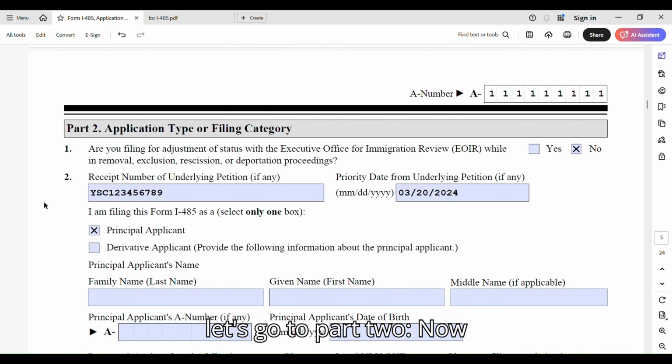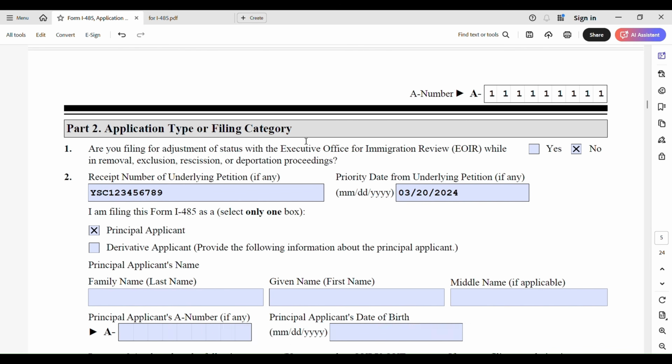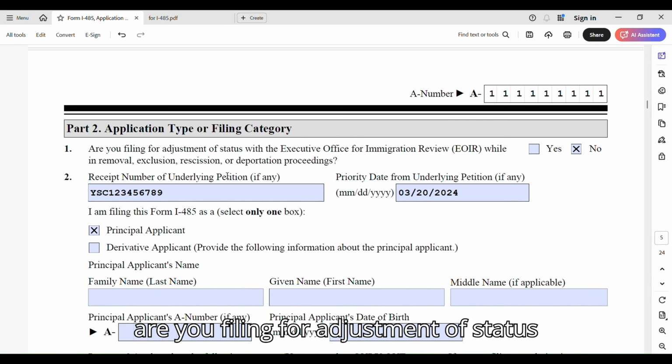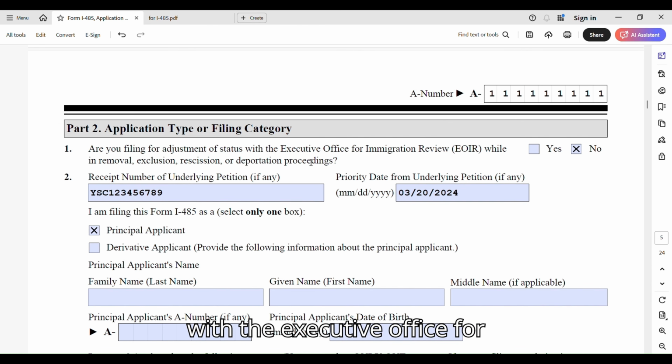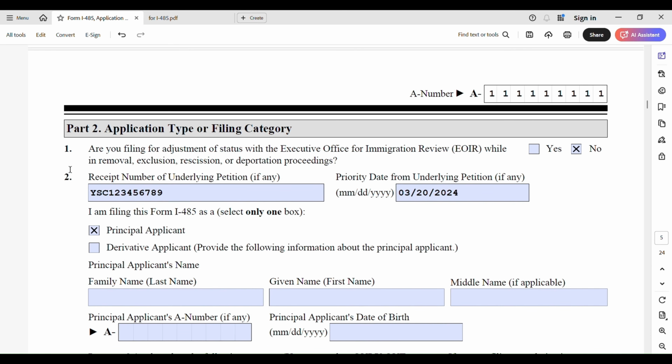Now, let's go to Part 2. Application type or filing category. Question number 1. Are you filing for adjustment of status with the Executive Office for Immigration Review while in removal, exclusion, rescission, or deportation proceedings? In my case, no.